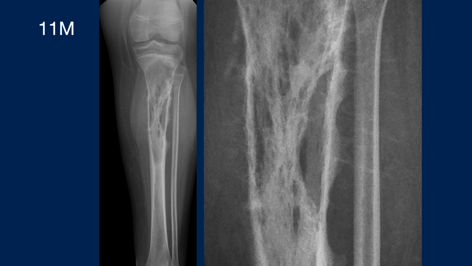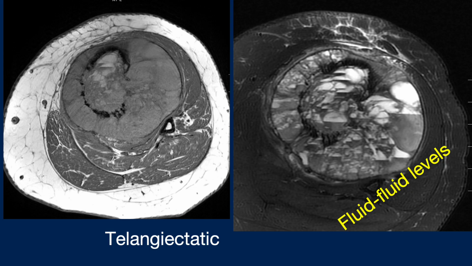Number 4. 11-year-old with a mixed lesion and severely aggressive periosteal reaction that is perpendicular. The MRI shows a very large soft tissue component with all that cortical disruption. On the right, you see numerous fluid levels, and when you see fluid levels, you want to consider a telangiectatic osteosarcoma.